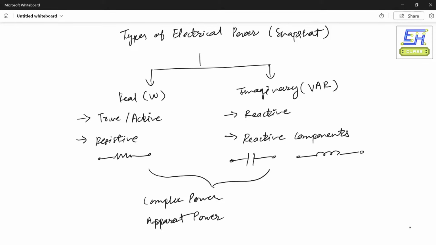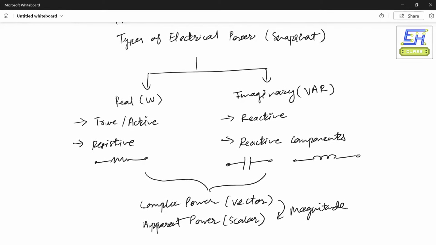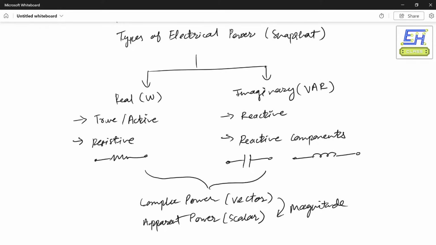Now they are essentially similar, but there is a small difference between them: the complex power is basically a vector, and if you take the magnitude of complex power, then you will get a scalar. But mostly in electrical engineering, we use the apparent power, and complex power is just a complex number representation. So anyways, this is the basic snapshot of electrical power, and we are going to see each of them in depth. And there is one more thing, the unit for complex power is volt amperes.